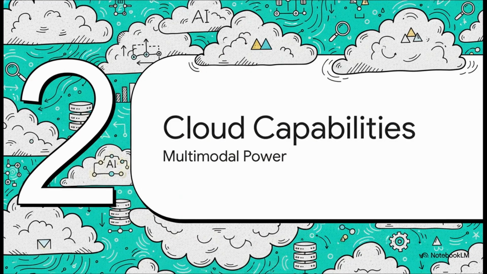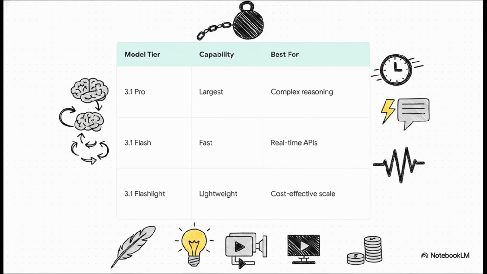Moving right along to section 2, multimodal cloud capabilities. To see how this plays out in the real world, let's zoom up into the cloud layer and look at the highly scalable tools that are sitting right there in AI Studio right now. The Gemini 3.1 family is basically a toolkit structured to give developers total control over performance and cost. First, you've got Gemini 3.1 Pro. That's your heavyweight. It is perfect for deep, complex reasoning, multi-step agentic workflows, heavy-duty coding, the whole shebang.